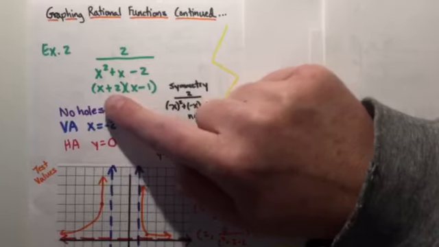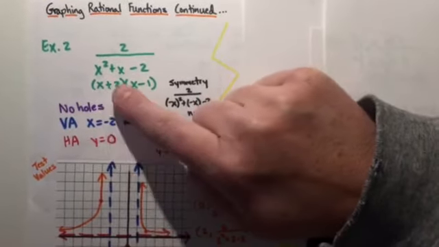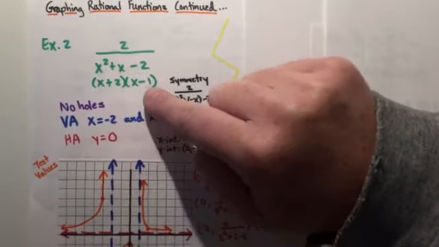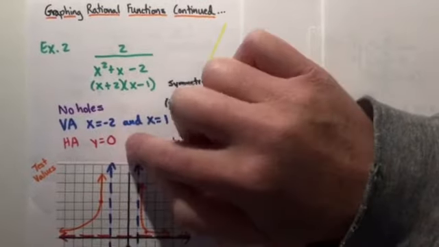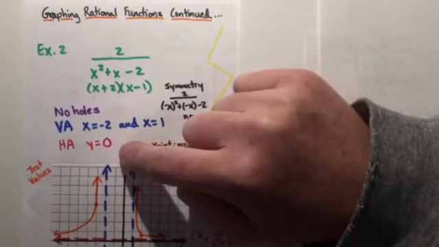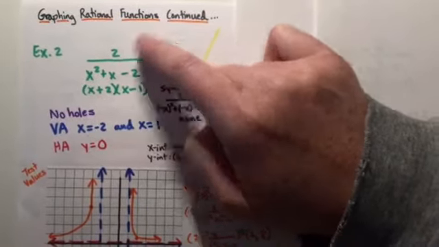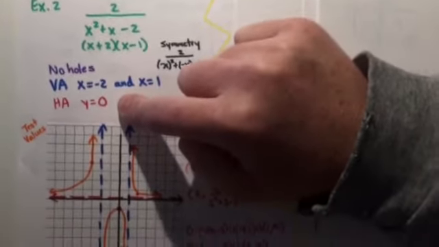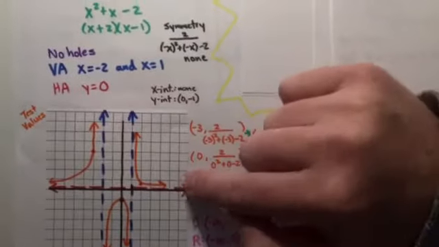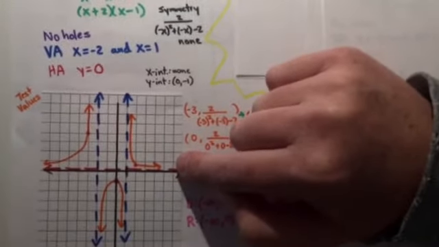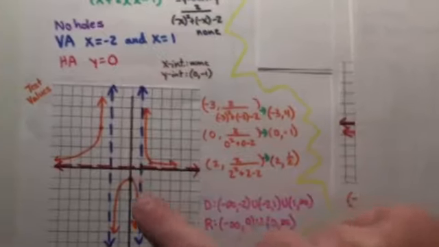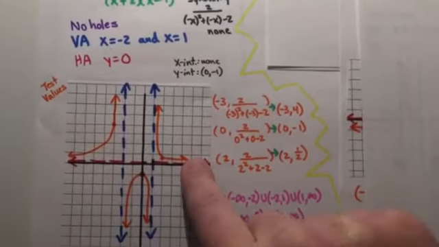Then our denominator would equal 0 at x equals negative 2 or at x equals 1. We have a horizontal asymptote at 0. That is because the degree in the denominator is larger than the numerator. So we just have that automatically at y equals 0. So I graphed those asymptotes. Make sure they're dashed.